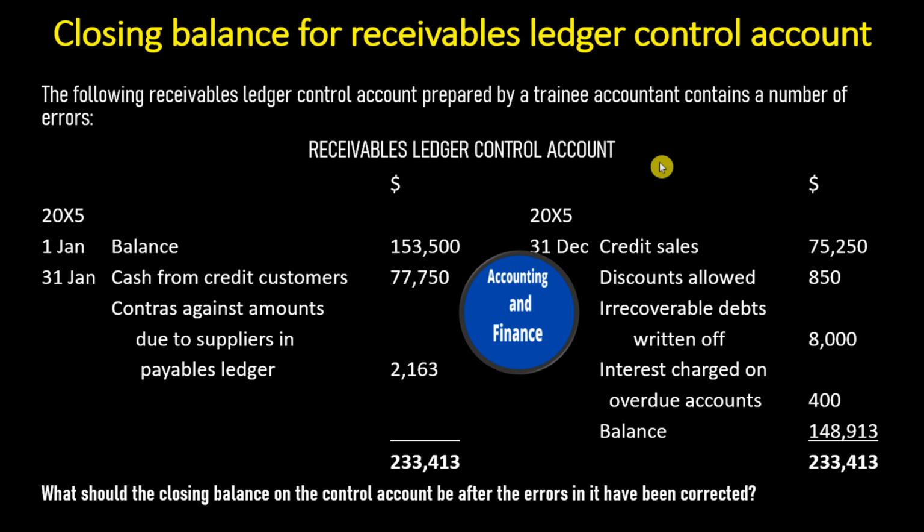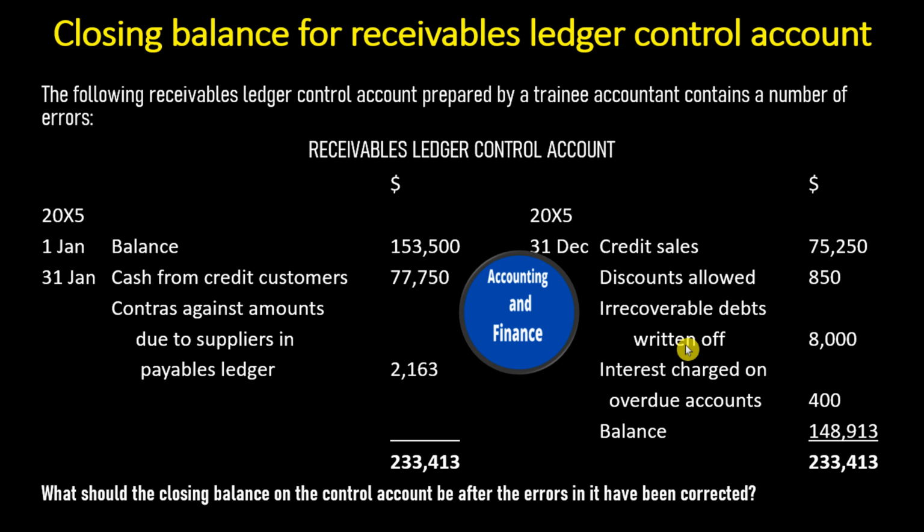Receivables ledger control account, 20x5. 1 January balance $153,500. 31 December credit sales $75,250. 31 January cash from credit customers $77,750. Discounts allowed $850. Contras against amounts due to suppliers in payables ledger $2,163.